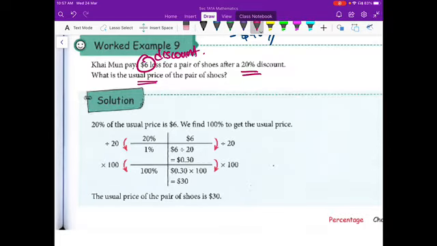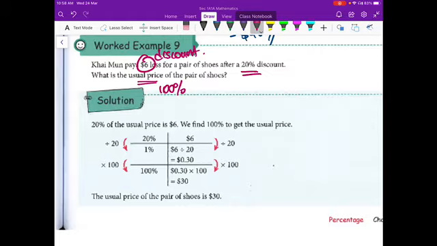We identify which one is our 100%. So the usual price is our 100%. We are comparing with the usual price. The $6 less than the usual price. The 20% less than the usual price. So the usual price is actually our 100%. And that is what they want us to find out. What is this 100% representing?